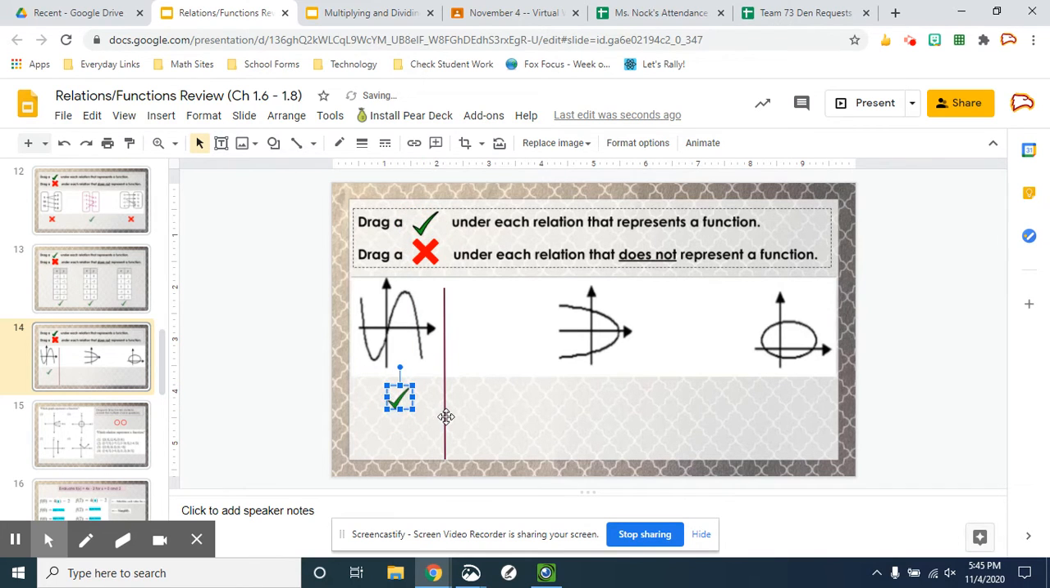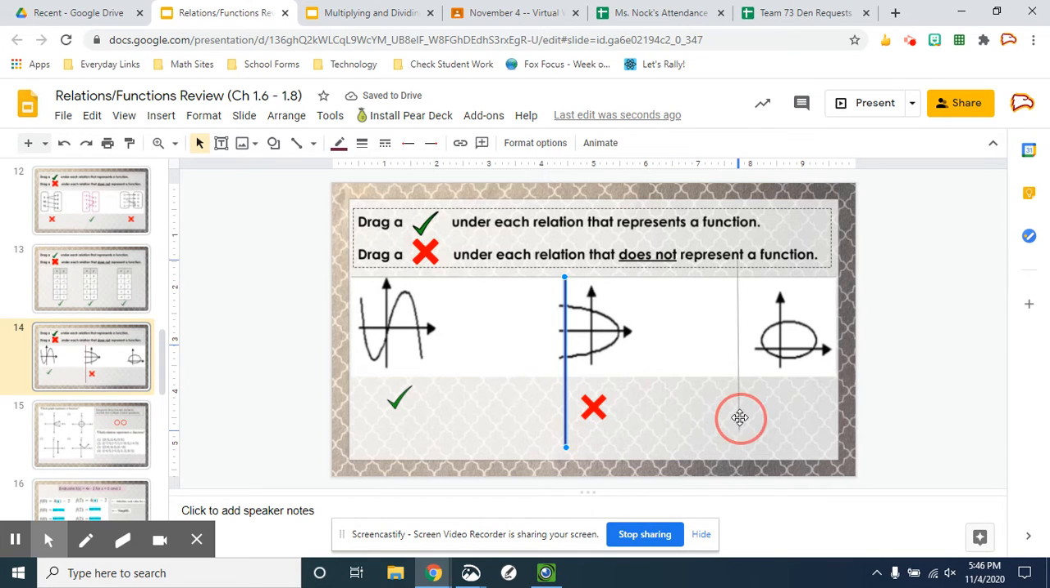It is a function. All right, so the second one, we start to drag it, and immediately you would see that it is not a function. It is touching here as well as here. So that means that an input is sharing two different outputs, so that is a non-function.